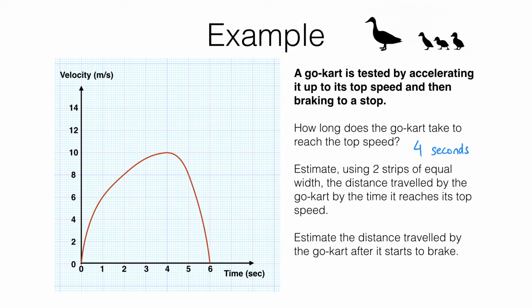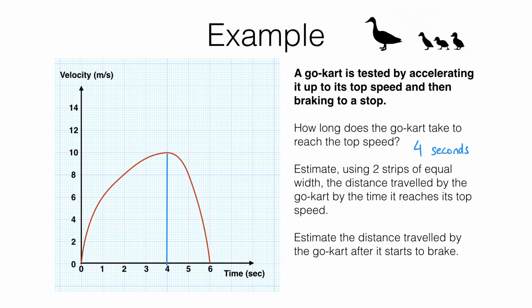Next, it says estimate using 2 strips of equal width the distance travelled by the go-kart by the time it reaches its top speed. So what we need to do here is work out a distance from the previous video. That means we need to find the area under the graph. And what time period are we looking at? Well, it's only by the time it reaches its top speed, which happens at 4 seconds. So it reaches its top speed of 10 meters per second after 4 seconds. That means what I'm going to do is draw a line from 4 seconds up like this. And we need to find the area of this bit here.